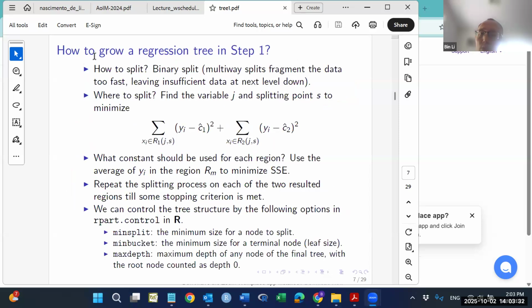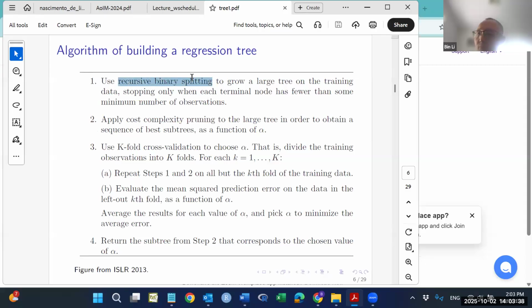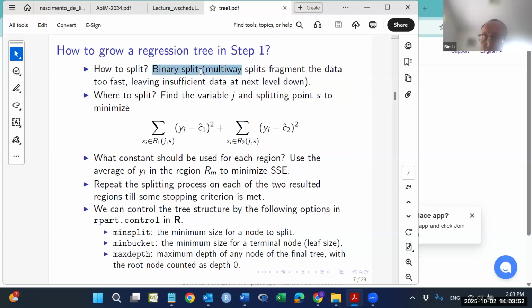Okay, so how to grow a regression tree in step 1. As I said, this is just a recursive binary splitting algorithm. The idea is using a very simple algorithm, just do the binary splitting, and we repeatedly apply that. So we only need to consider how we do a binary split. And you may ask, why do we need to have a binary split? Why just two arms? Why can't we have 3 arms, 3 branches? Can we do that? Yes.